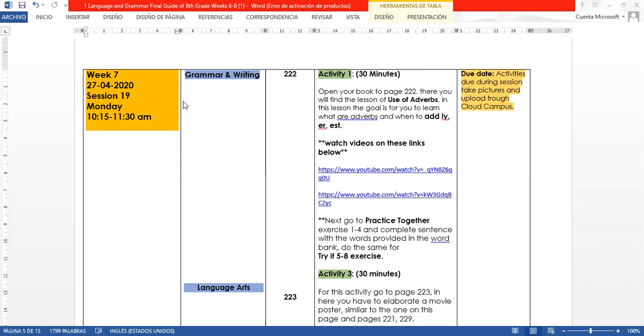Today we're going to look at week 7, April 27th, session 19, and we are starting with grammar and writing with activity 1, which you see here with the green checks. For this activity, you are going to learn the use of adverbs. For that, you will have to open your book to page 222.